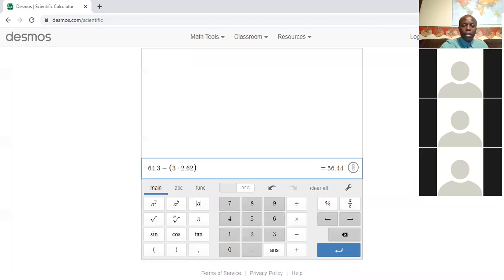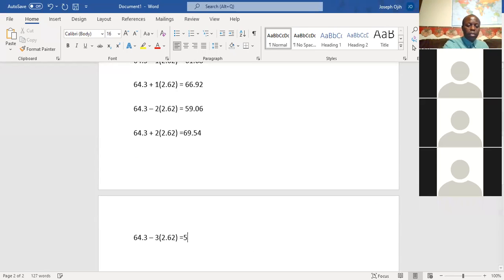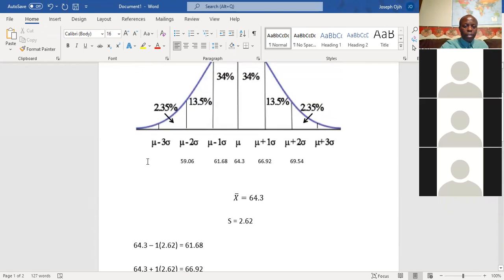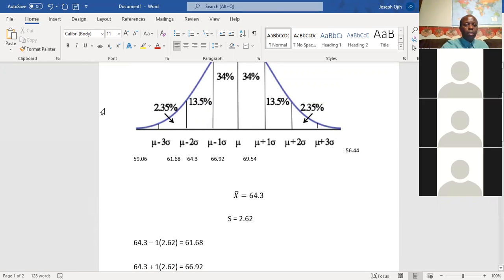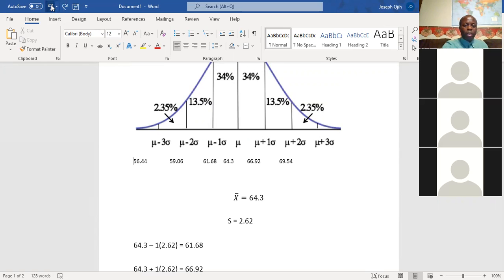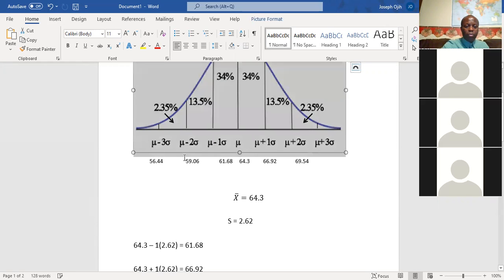56.44. So I'm going to put it right there. I'm going to adjust this so that it will be the same size as the rest of them. Okay, so it's going to be like this. And this one is for that one. Okay, here.